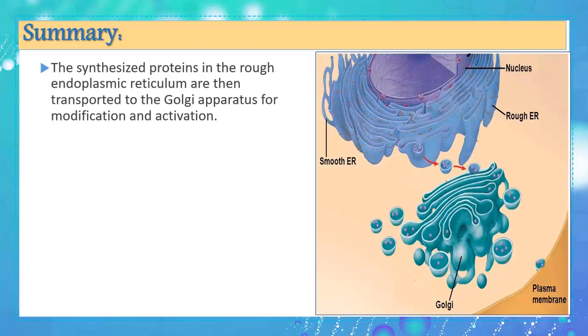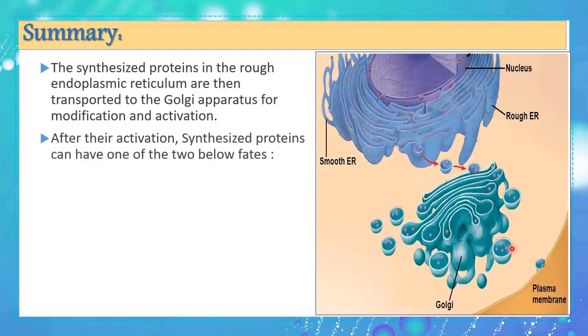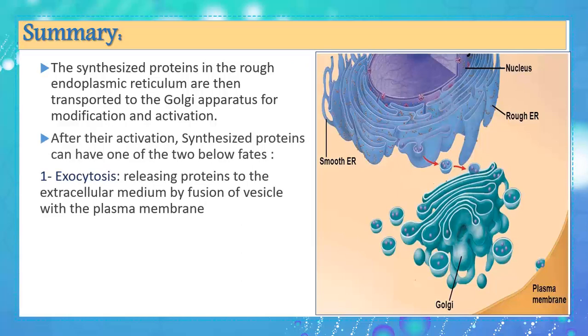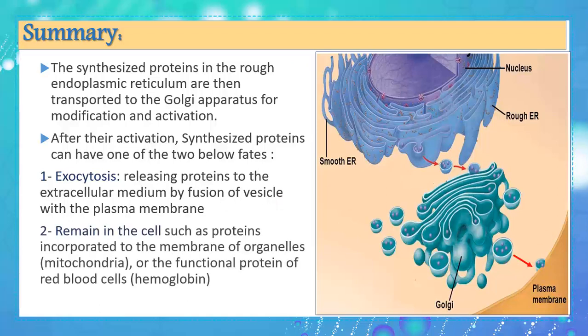So here to summarize what we've said, all synthesized proteins in the rough endoplasmic reticulum are transported to the Golgi apparatus in order to be modified and activated, as shown right here. However, those synthesized proteins can have two different fates. Some proteins are subjected to exocytosis or to be released to the extracellular medium by fusion of the vesicle with the plasma membrane. This image here represents the fusion of the vesicle with the plasma membrane. And some proteins remain in the cell, such as the proteins incorporated to the membrane of organelles, the mitochondria, for example, or as we said, hemoglobin in the red blood cells.